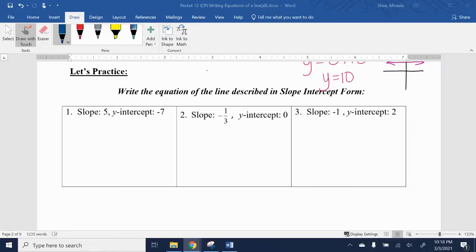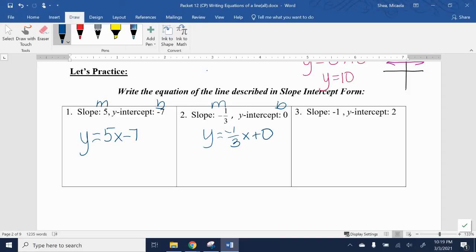Okay, so you did the 3 draw-its. How did it go? For number 1, you should have ended up with y equals 5x minus 7 because we knew that the slope was 5 and the b was negative 7. For number 2, the m was negative 1/3 and the b was 0. So when I plug it in, it would look like this. Y equals negative 1/3 x plus 0.